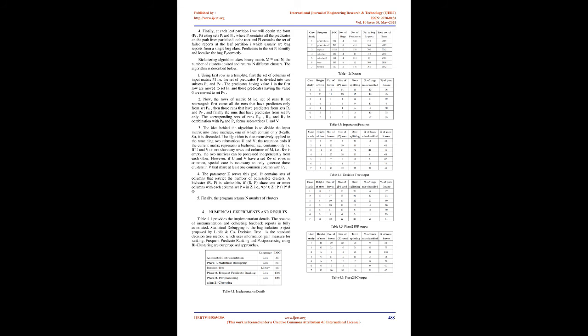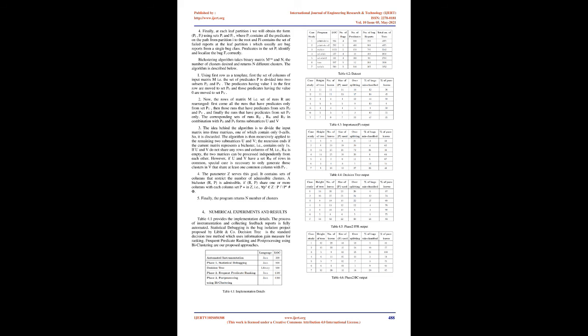3. For each cluster, pick the predicate with maximum increase value as the representative of the cluster. 4. Finally, at each leaf partition I we will obtain the form pi, phi, using sets pi and phi, where pi contains all the predicates on the path from partition I to the root and phi contains the set of failed reports at the leaf partition I, which usually are bug reports from a single bug class. Predicates in the set pi identify and localize the bug phi correctly.